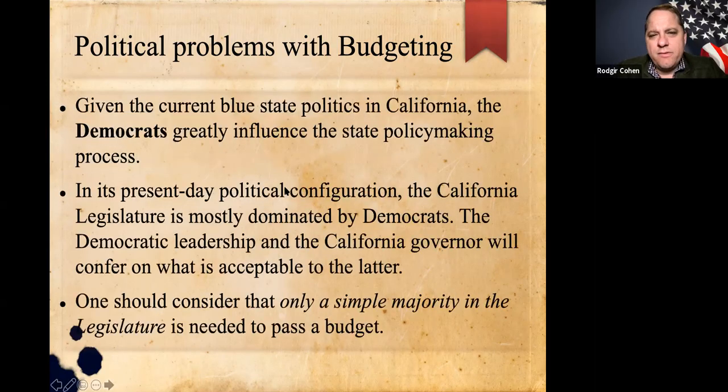Given the current blue state politics in California, the Democrats greatly influence the state policymaking process. In its present-day political configuration, the California legislature is mostly dominated by Democrats, and the Democratic leadership and the California governor will confer on what is acceptable.